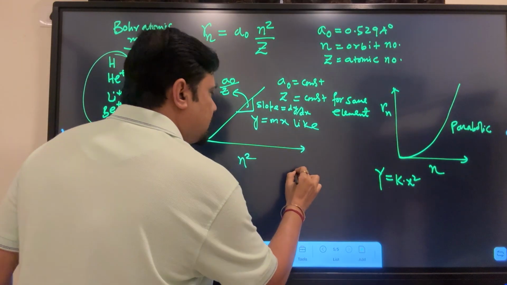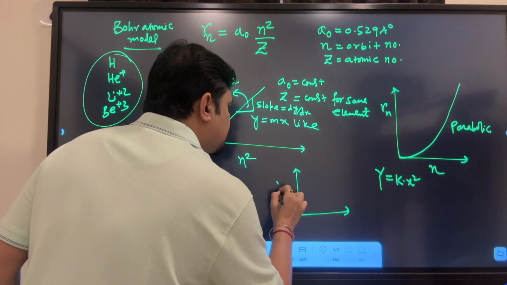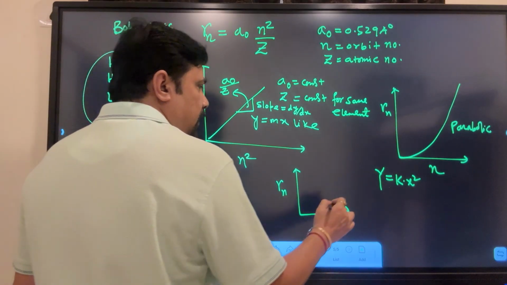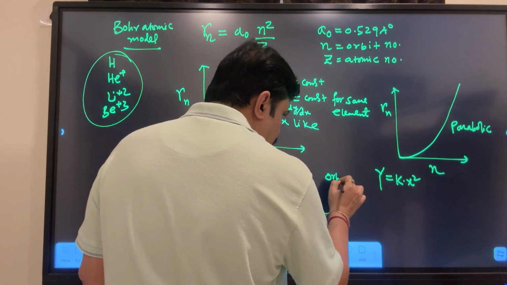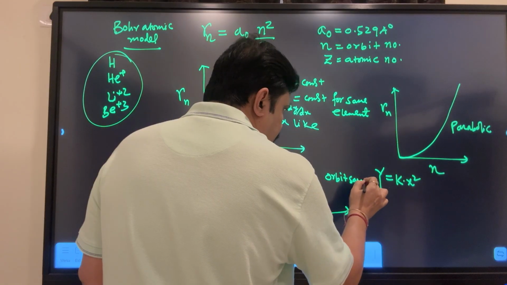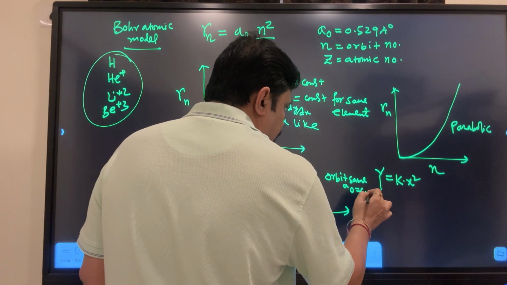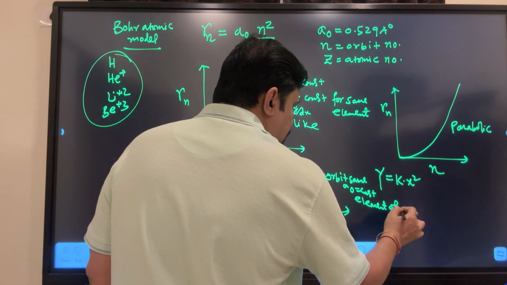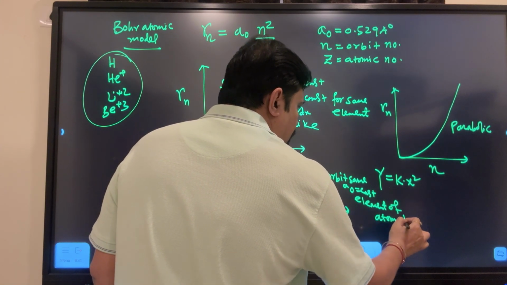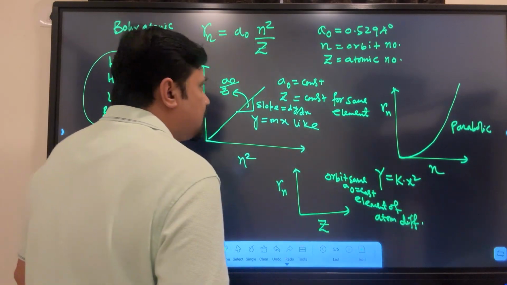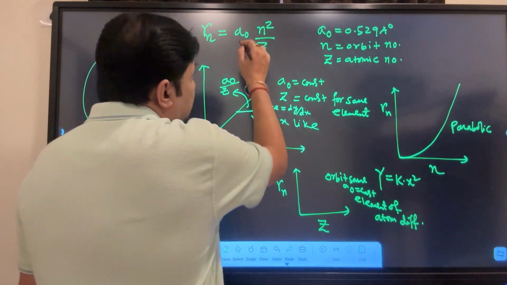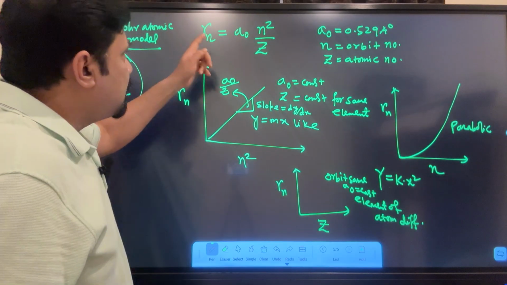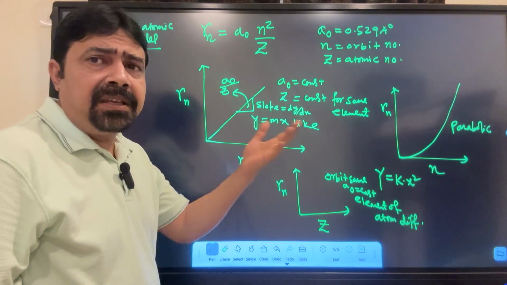Now if I make a plot of Rn versus Z, that means the orbit will be the same, a naught is constant, but the element of atom will be different. So for Rn versus Z, a naught into n square is a constant. That means constant by Z, so Rn into Z is a constant. That means xy equals constant.